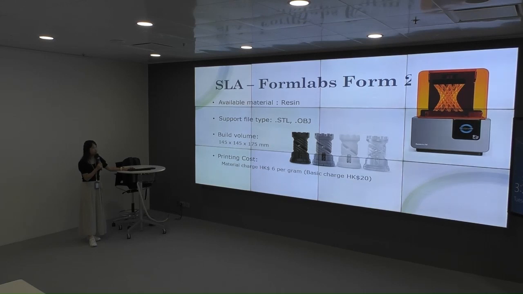We also support STL and OBJ file types, and this is the printing volume, and the cost is $6 per gram. And this is the model we are using, Formlabs Form 2, for SLA printing.